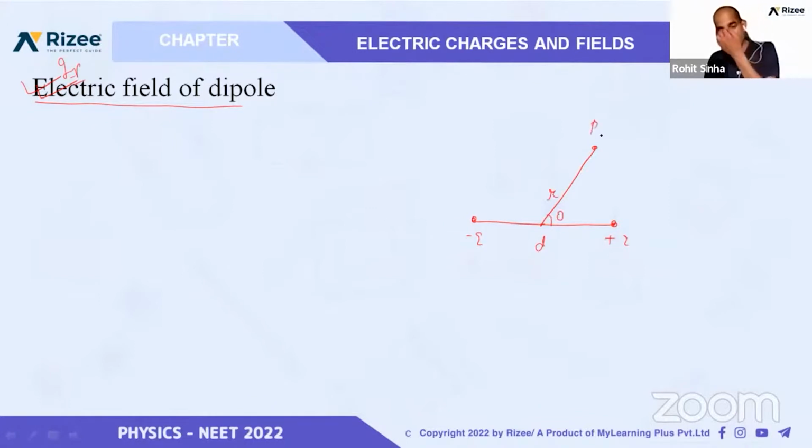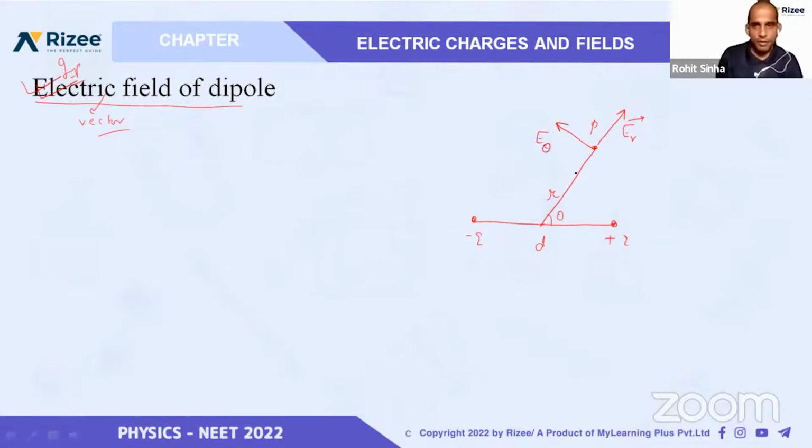If we are trying to find the electric field at this point, we will find it in two components, because we know that electric field is a vector quantity. We have to use the rules of vectors. So we will first find the electric field in this direction, and we will call it ER, the electric field in the R direction. And we will find it in this direction, and we will call it E theta.